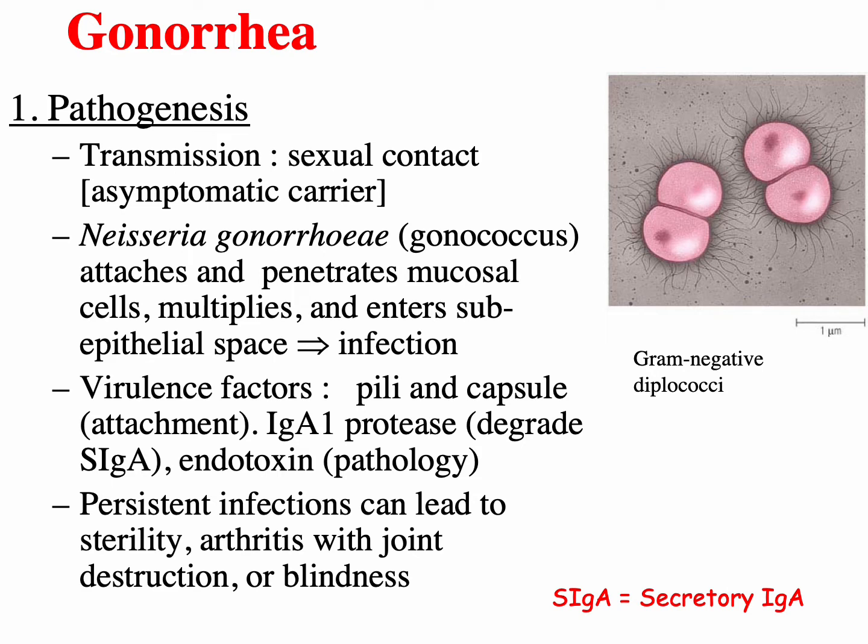Persistent infection can lead to sterility, which means the person will not be able to have children. Even though the infection starts at the genital organ, at a later stage the organism can migrate within the body, go to the joints, causing joint destruction, and can also cause blindness in newborns. That means the mother carries it to birth. When the baby comes through the birth canal, it comes in contact with Neisseria, which can cause infection of the eye and lead to blindness of the baby.